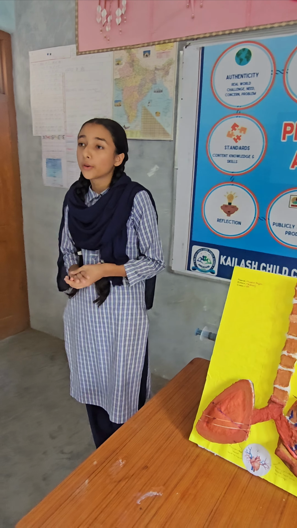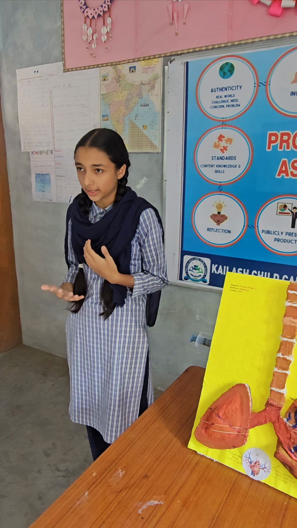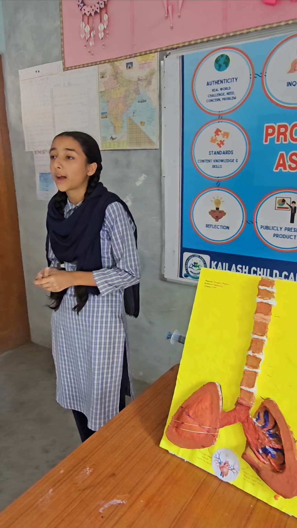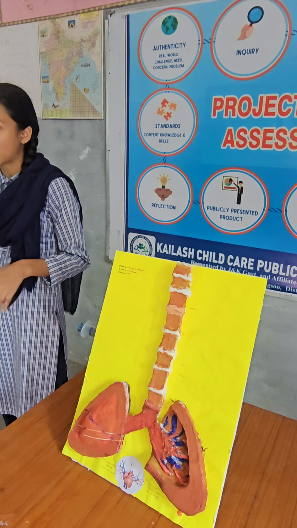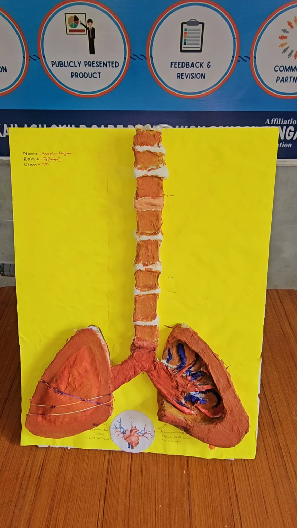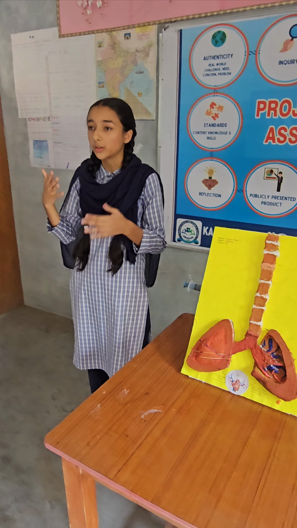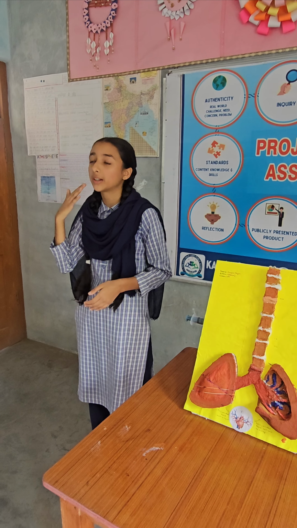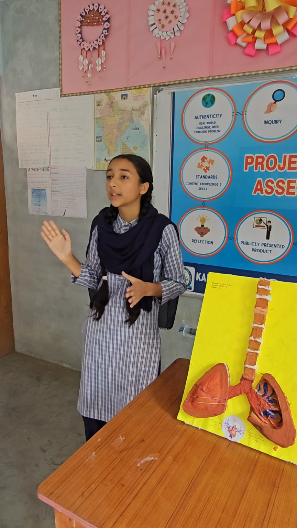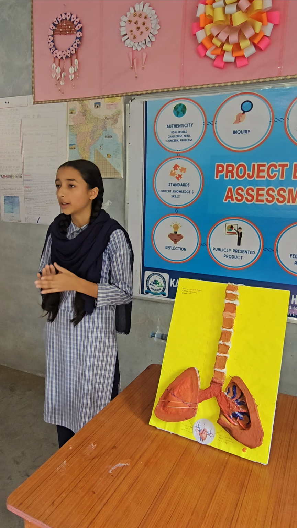Respiratory system is a group of organs, or you can say parts of our body, which helps us to breathe. Its main function is to provide oxygen to our body and expel out the carbon dioxide. So let's start from the beginning with the air around us. When we breathe, the air around us goes into our nostrils. Through nostrils, it goes to our nasal cavity. Here the air is warmed and filtered.